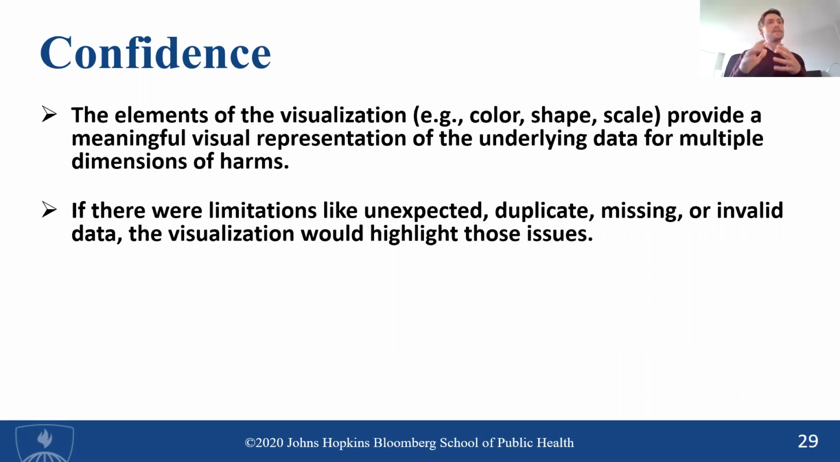And then the last statement: if there were limitations like unexpected, duplicate, missing, or invalid data, the visualization would highlight those issues. So this is getting at, does the visualization make it clear if you have duplicate cases or duplicate data? So maybe you have harms that have the exact same set of data. Would that be clear, or would that be something that's maybe hidden away in the visualization?